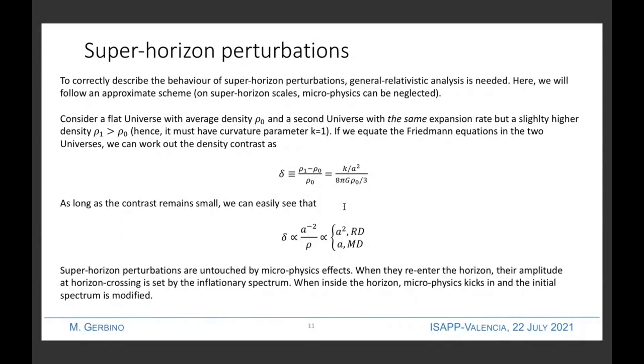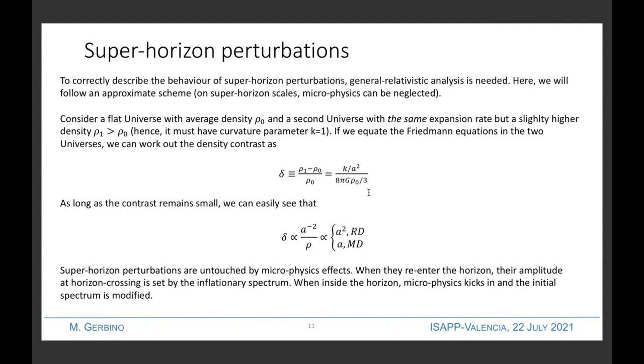Therefore, we equate the Friedmann equations for these two universes, and we obtain the first equation that we see on this slide, that we can express in terms of this delta, which represents a small perturbation with respect to the first universe with energy density rho zero. The ratio between the difference between the two energies normalized to the energy density of the first universe, that we can now think of as the average energy density in the universe, is basically given by the ratio between the curvature term that we have in the second universe, because we have imposed the same expansion rate, and the gravitational term that we have instead in the first universe.